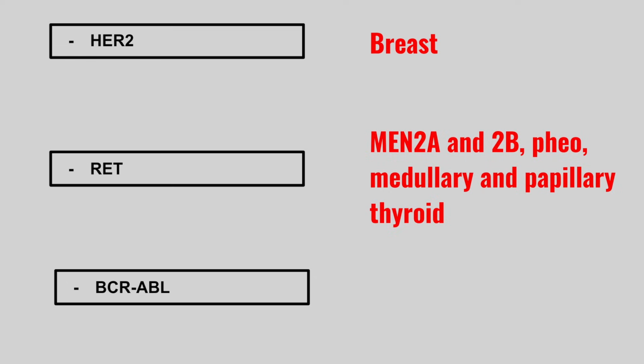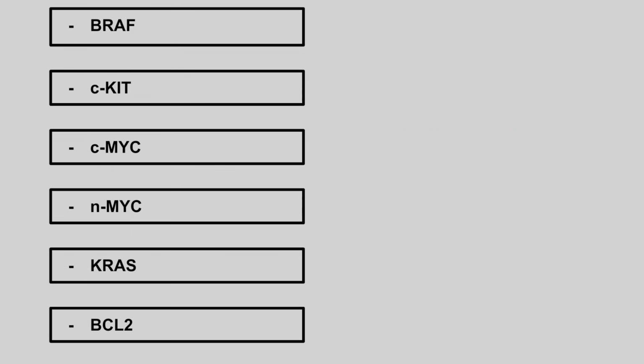The next is BCR-ABL. This is CML and ALL. Next, we have BRAF. This is melanoma. Remember, that's the hyperpigmented area on the skin that has irregular borders. Next, we have c-KIT. This is the GIST tumor.